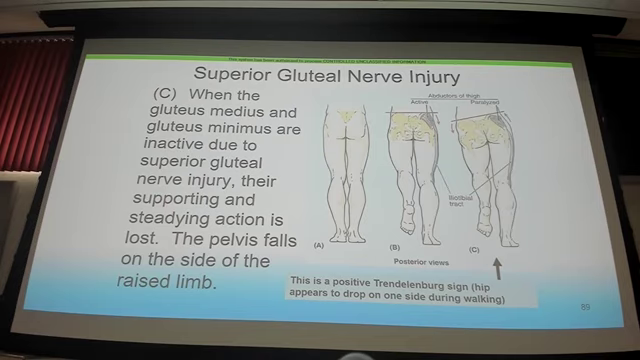Then you go to C, and this is what's called the positive Trendelenburg sign. When they lift their foot off the ground, the hip's going to sag on this side, which means the muscle that's damaged, or the nerve to the muscle that's damaged, is on the opposite side. So Trendelenburg sign, superior gluteal nerve injury. Link those two together for physical exam. This is one of the things that they talk about.